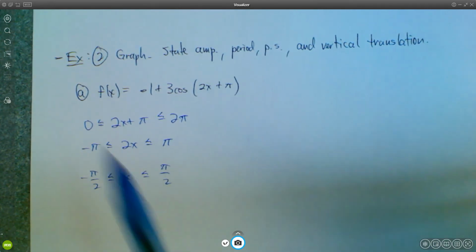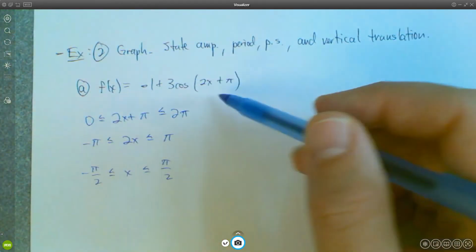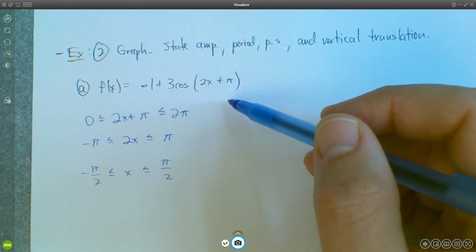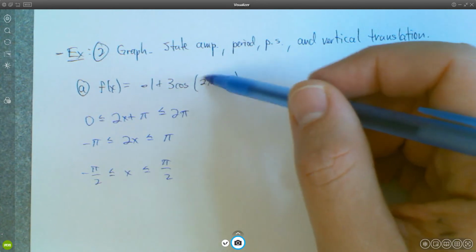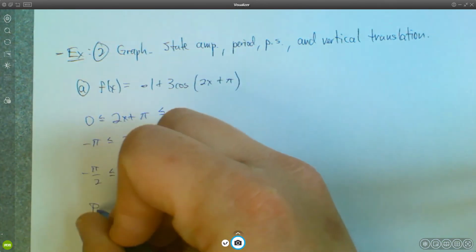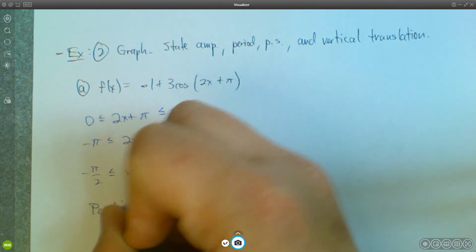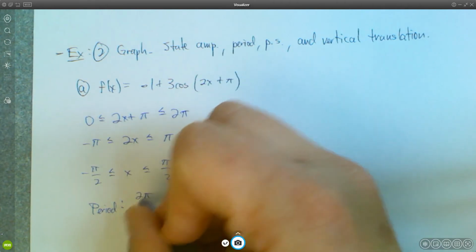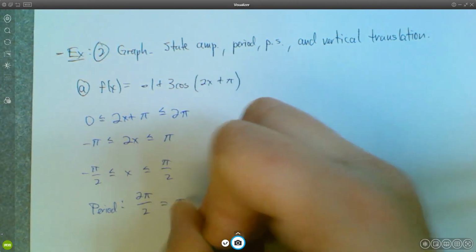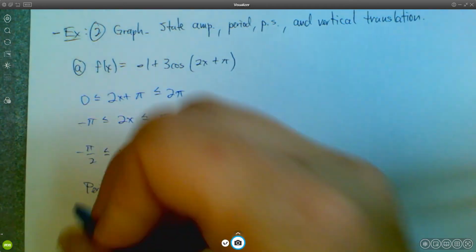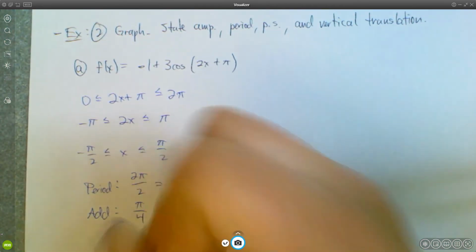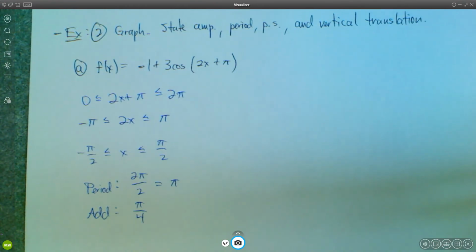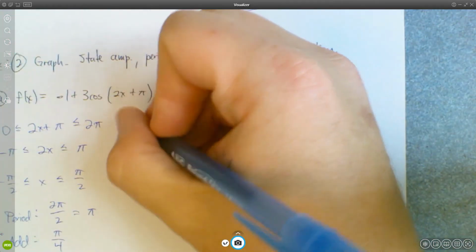For the 3 points in the middle, I need to figure out what the period of this function is and then divide it by 4. So since I'm multiplying by 2 here, the period is going to be 2 pi divided by 2. That's just pi. So what I need to add is pi divided by 4. Okay, so let's do it.